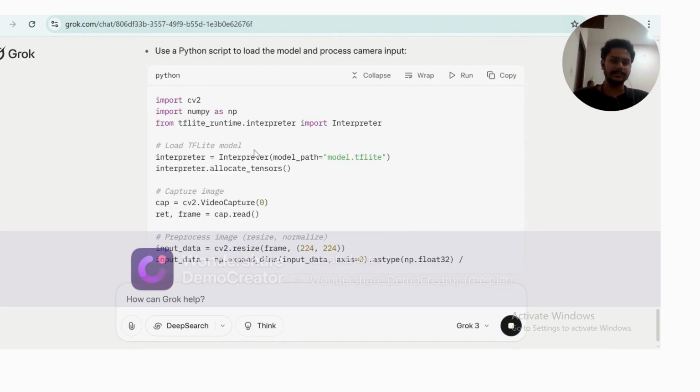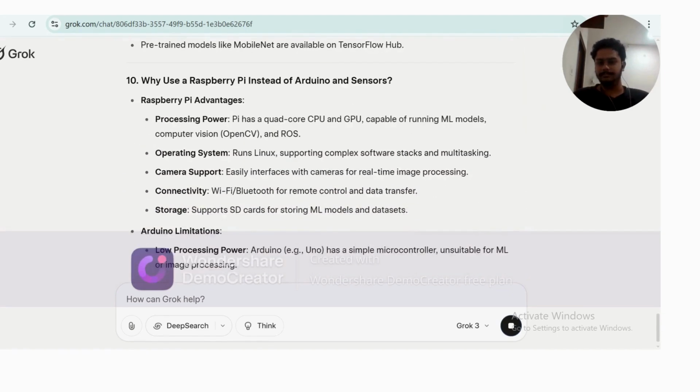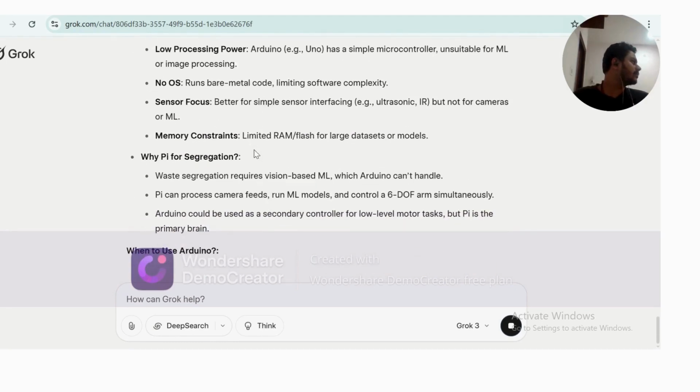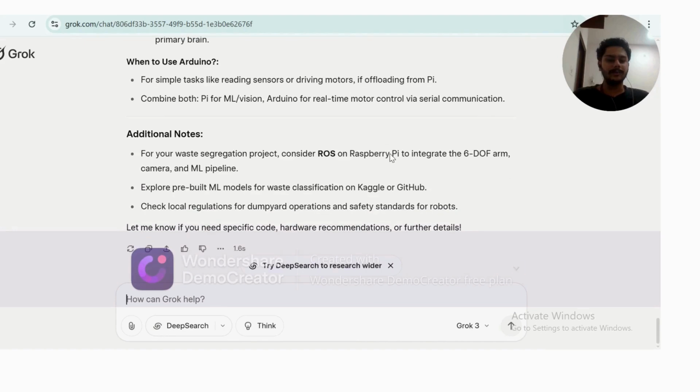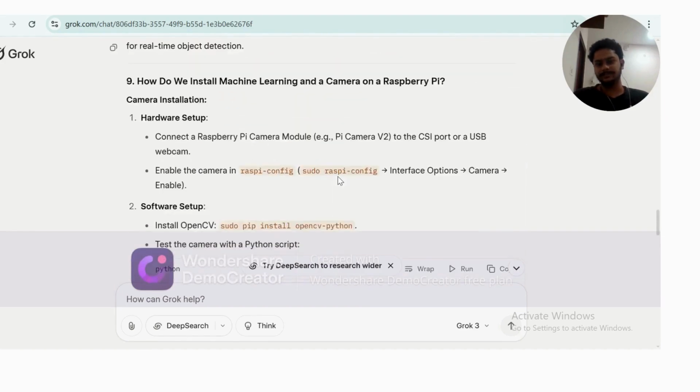So it is telling you the steps also. How do you set up the things? How do you write the code in the circuit board? Why are we using the machine learning algorithm? How are we using it? When to use an Arduino? Why are we not using Arduino right now? So all of the questions are answered here. What is needed is our ability to create questions and ask them to the prompt engineering tool.